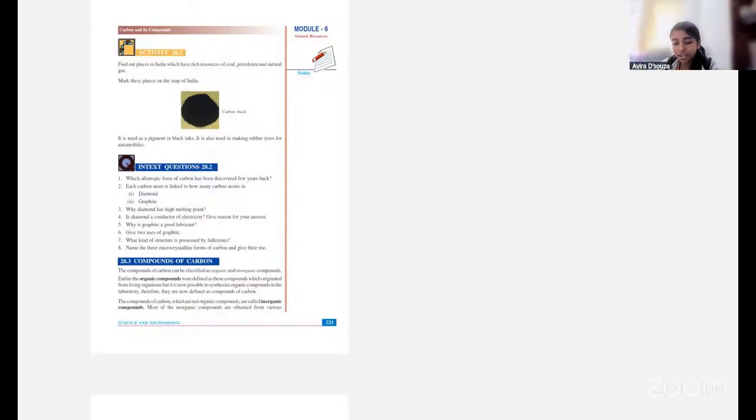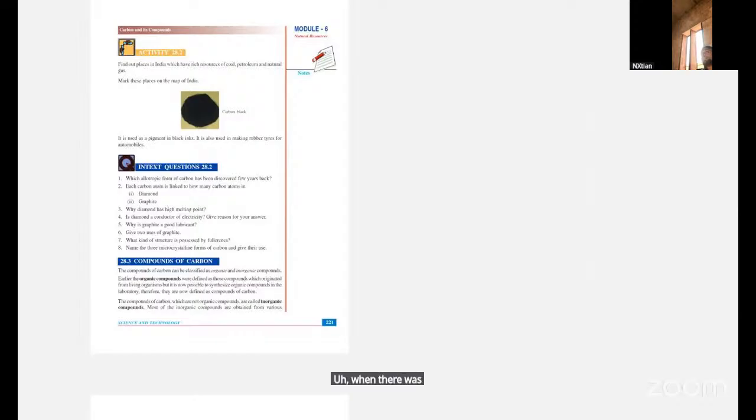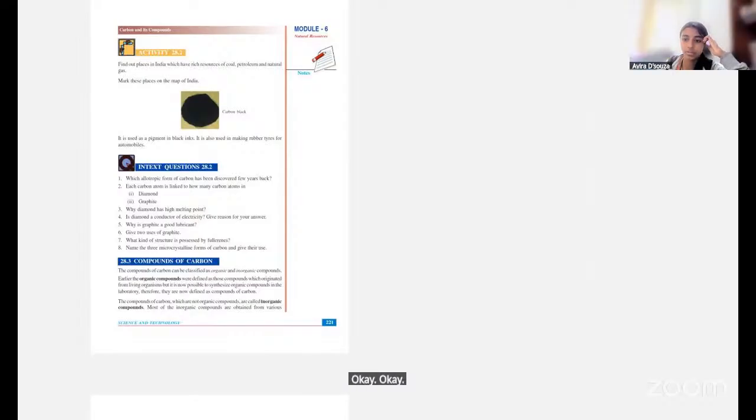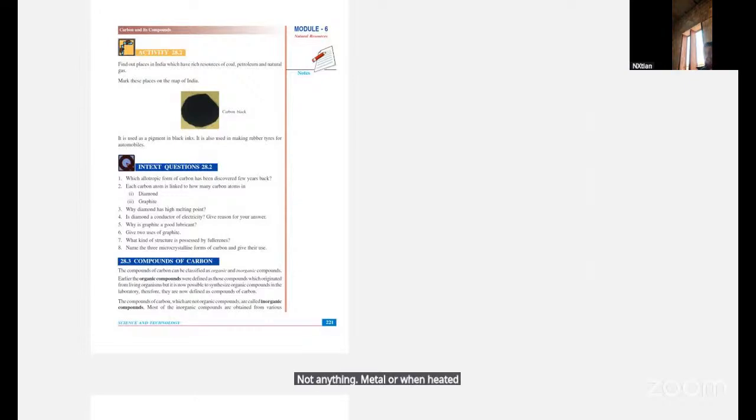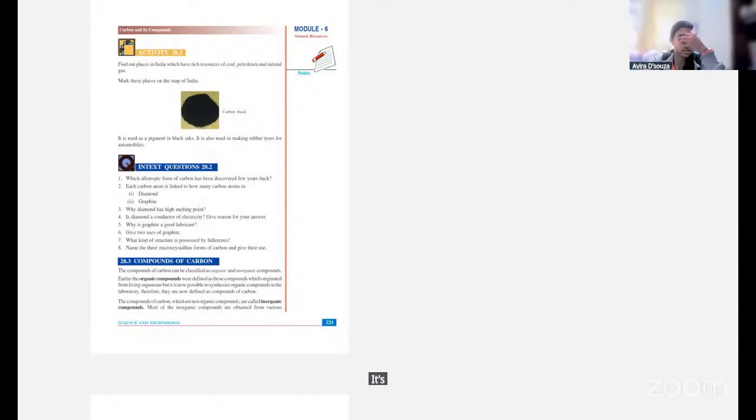It says charcoal is formed when wood is heated in absence of air. Is that also calcination, like you said that day? No, no. Calcination is for metal ore, not anything. Metal ore when heated in the absence of air, that is called calcination. It's only for ore. Okay, sir.